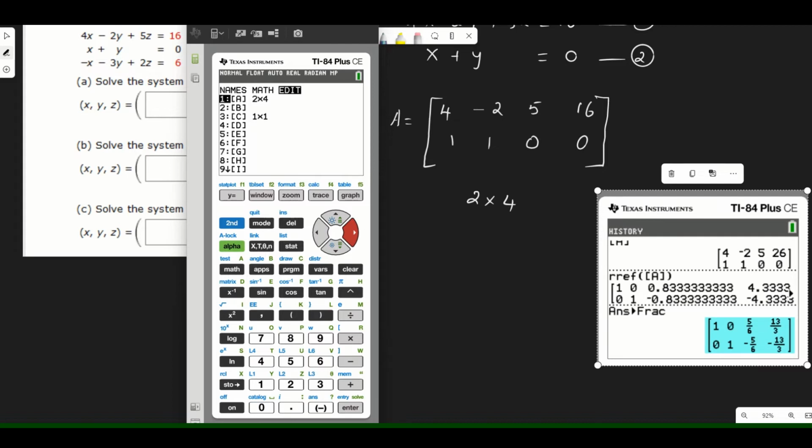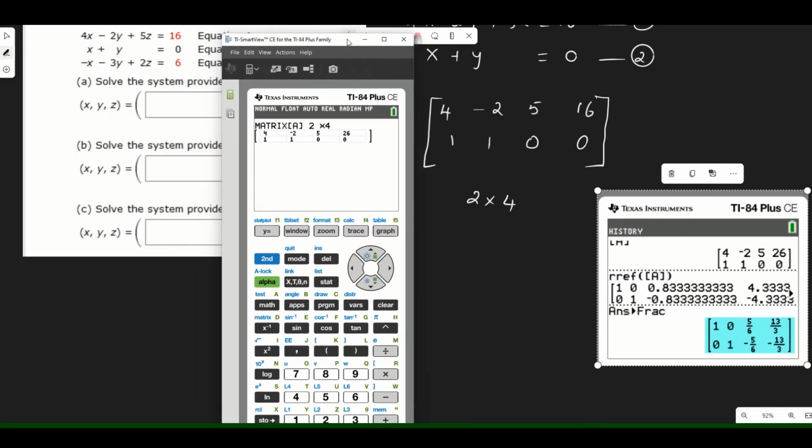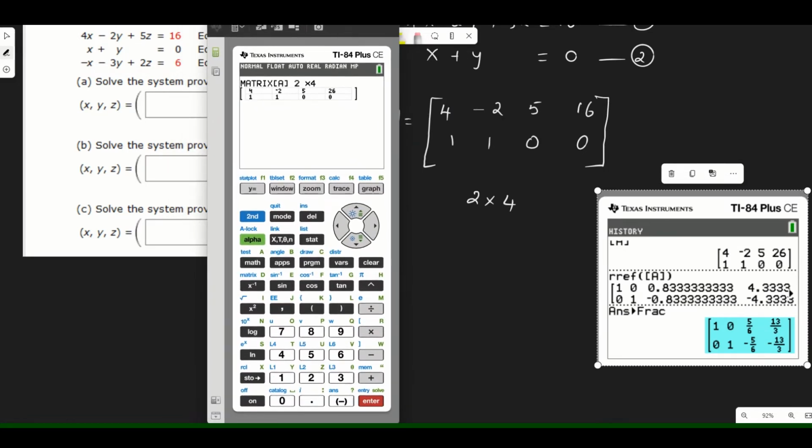Let me edit this first matrix. It is a 2 by 4 matrix. So I have edited that 2 by 4 matrix: 4, negative 2, 5, 6, 25, is it 26? I think it is 16. 4, negative 2, 5, 16.